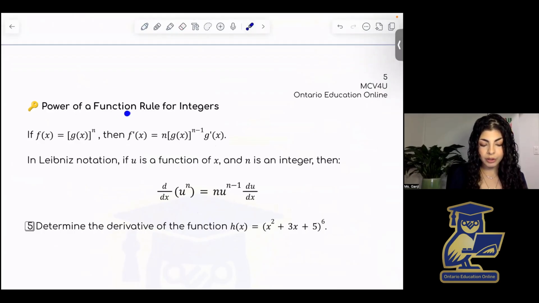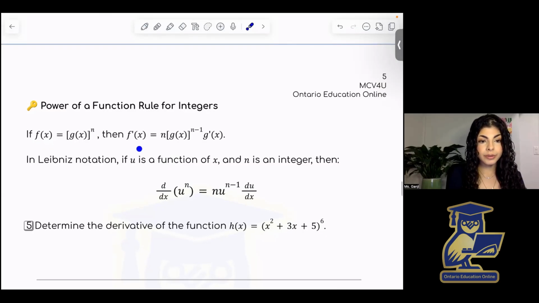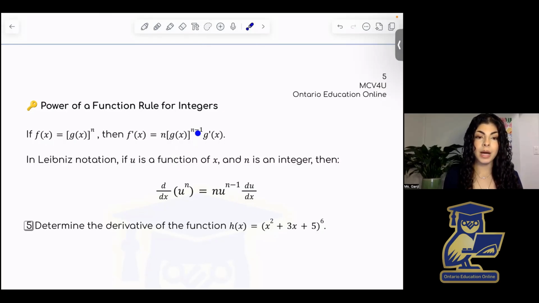So it's when you have a function and it's raised to a power, and it has to be an integer power here now, then we have a rule for finding the derivative. So consider f of x is equal to g of x to the power of n. Then the derivative of f of x is, and this is now actually our power rule there, right? If you remember, it's n, so our power is now the coefficient. g of x now to the n minus 1, and then we have g prime of x, or the derivative of g of x.